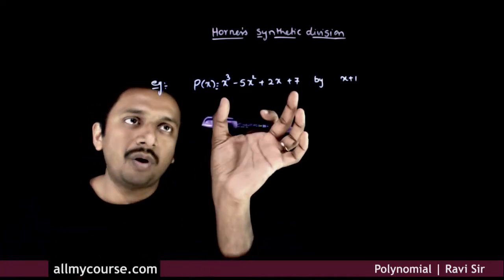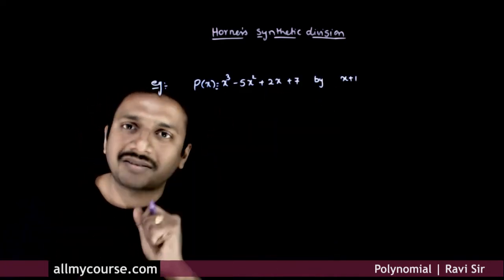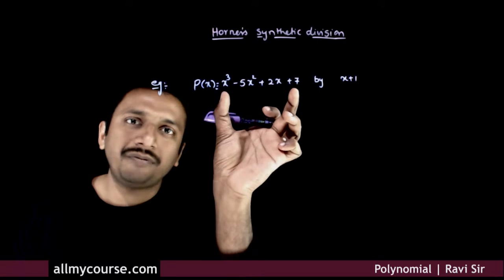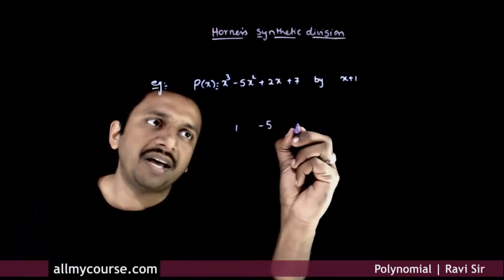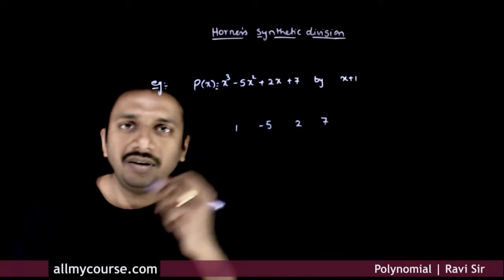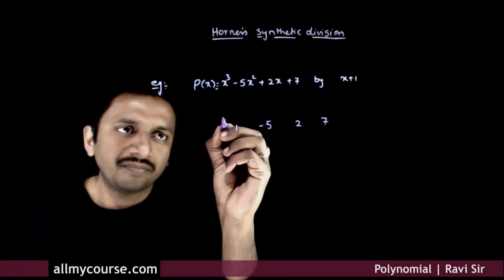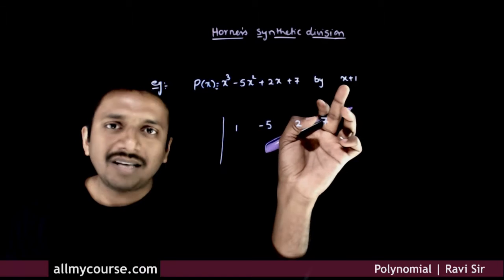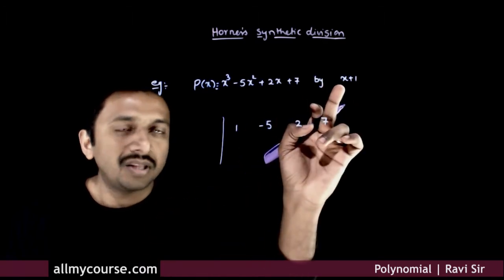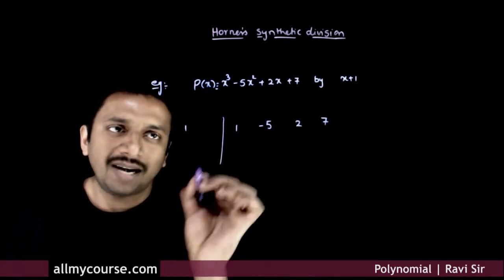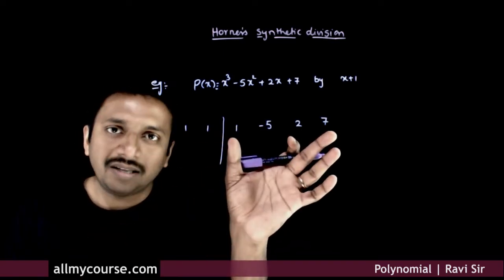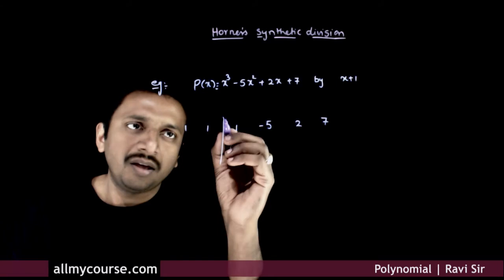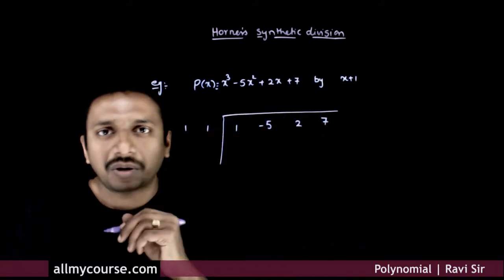For example, if you want to divide this by this, I just write the coefficients of different powers of x. 1 minus 5 2 7. This is the dividend, and the divisor is x plus 1. Here also the coefficient of x is 1 and the next coefficient is also 1. Now we just need to divide these numbers by these numbers. We used exactly the same process.